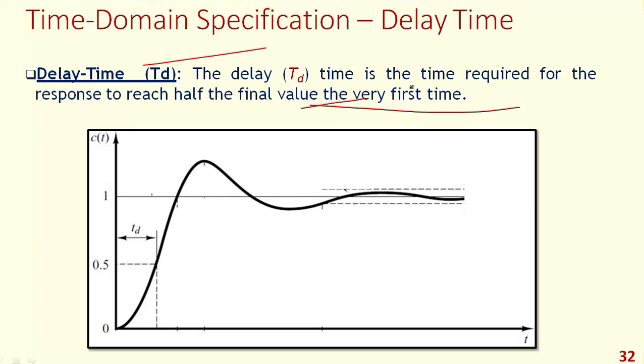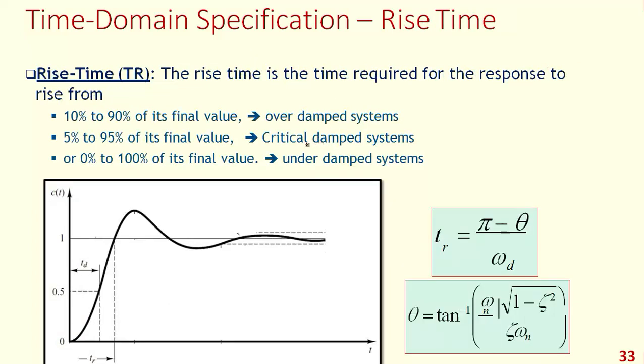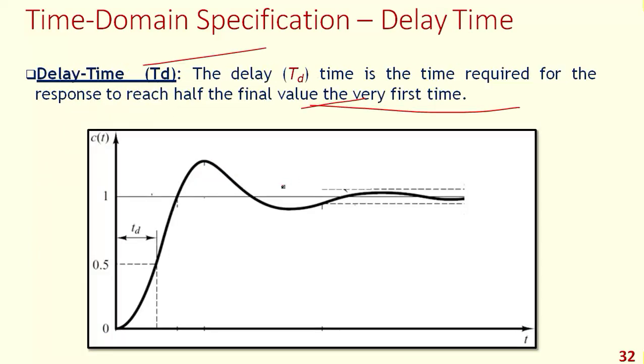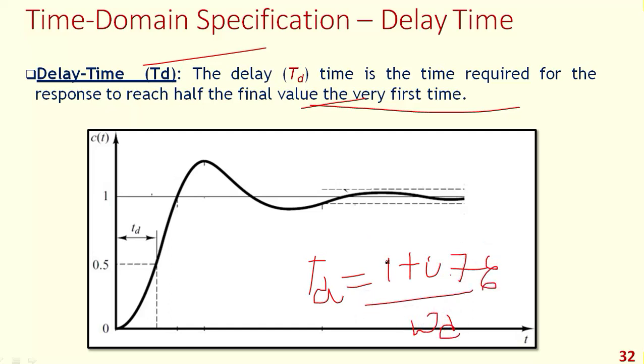So it is the time required for the response to reach half of the final value in the first time. Okay. So then the second parameter is rise time. So delay time, which is given by Td is equal to 1 plus 0.7 zeta divided by omega d. Okay, this is the equation for finding the delay time.